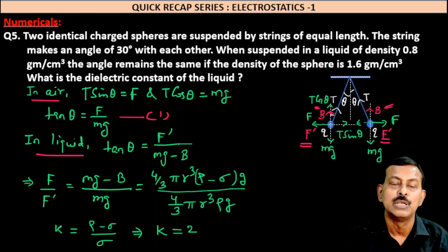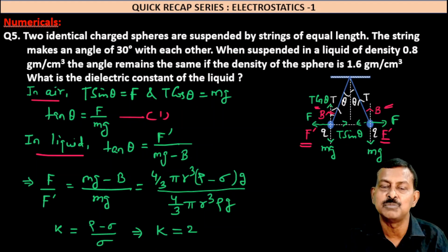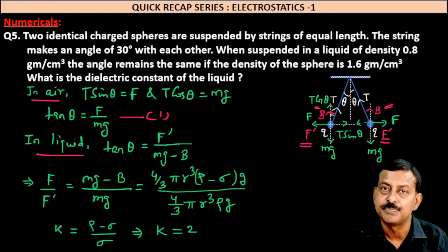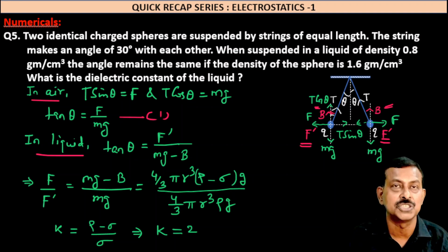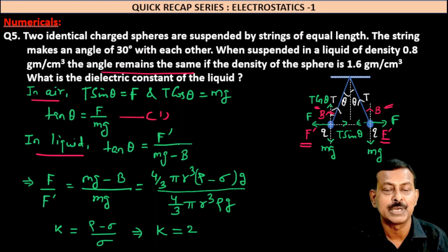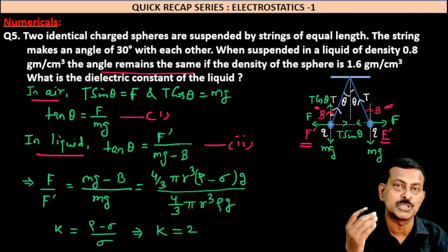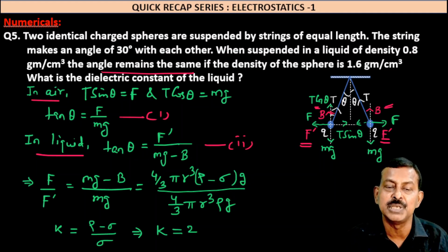Now in the same case, tan theta will be equal to F dash divided by mg minus B. That is, the weight minus the force of buoyancy will be balanced by the T cos theta term, because it is given that the angle remains the same. So taking this as the second equation, it is equation 1 divided by equation 2. So F by F dash is mg by (mg minus B).